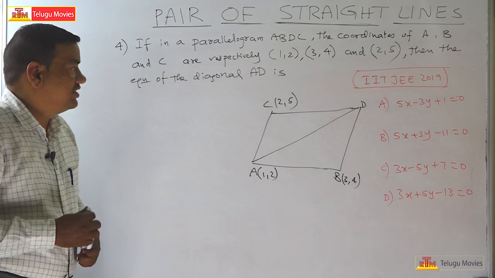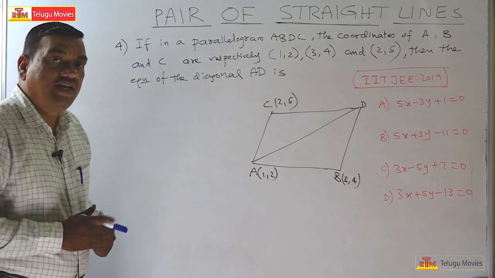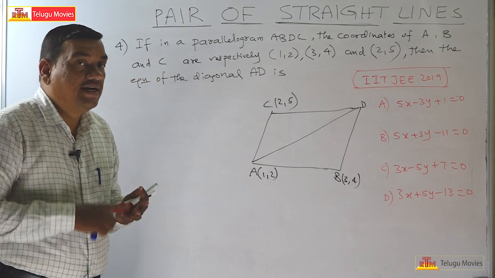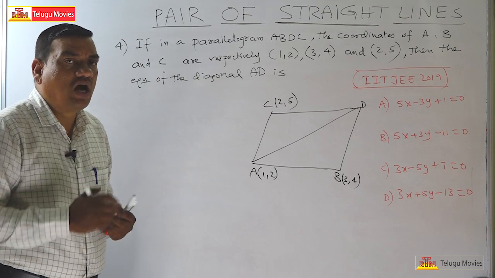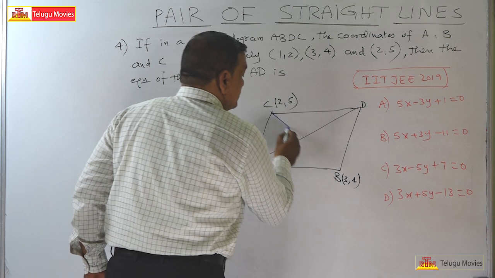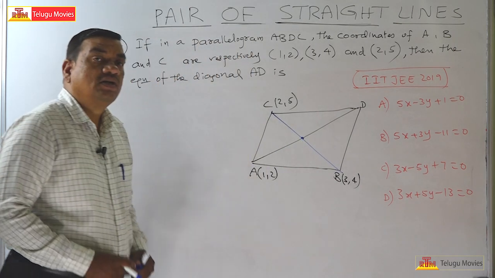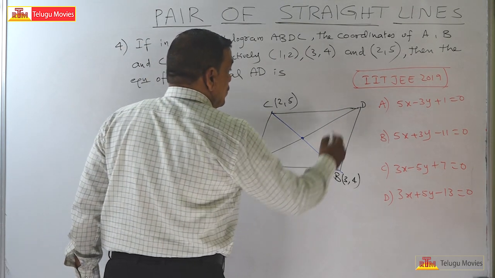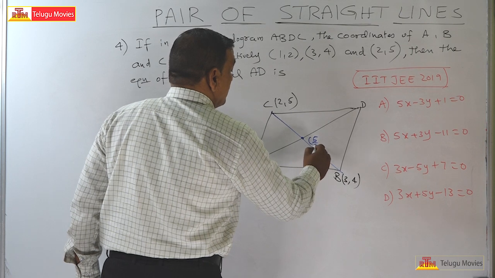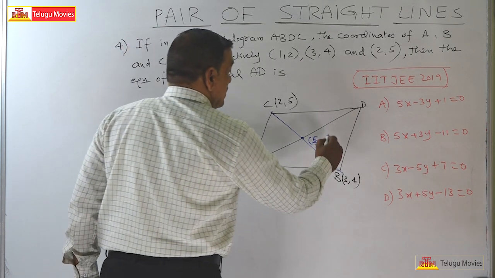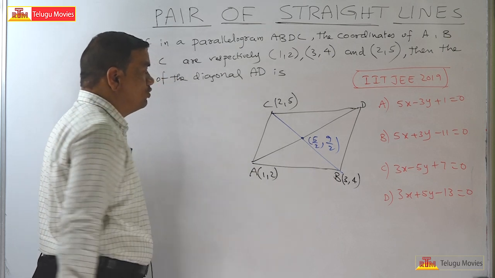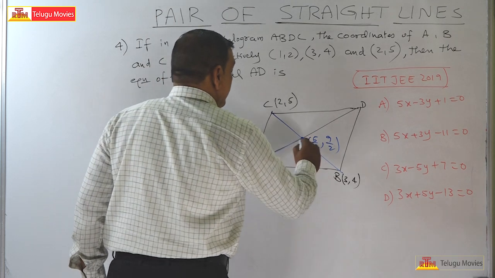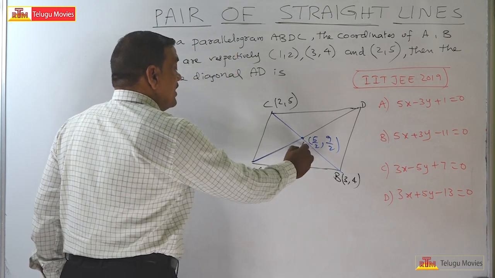Very nice, very easy problem. The equation of AD we can get easily. To find the equation of any line, we want a point and a slope, or any two points present on the line. So join BC. In a parallelogram the diagonals bisect each other. So what is the midpoint of BC? The midpoint of BC is (5/2, 9/2), that is ((x1 plus x2)/2, (y1 plus y2)/2). Then we can find the equation of the line passing through A and this point.